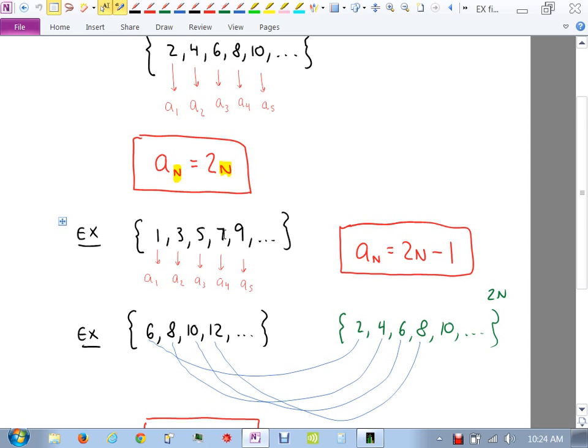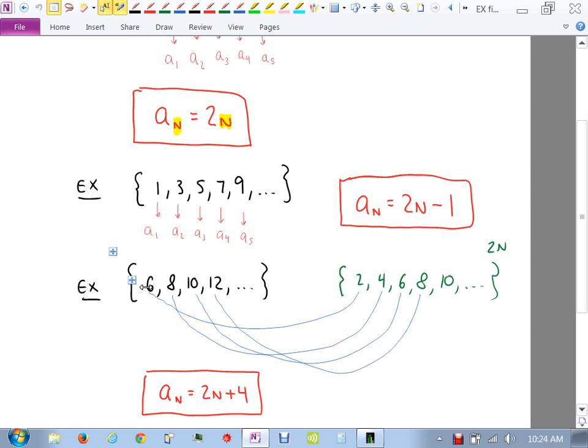Then I said to create the odds, subtract 1, and you get 1, 3, 5, 7, right? Then I said if you wanted to create the evens but start at a different place, you just had to take your formula, 2n, and add a number to it to shift it. So instead of starting at 2, if I want to start at 6, I add 4 to that formula.